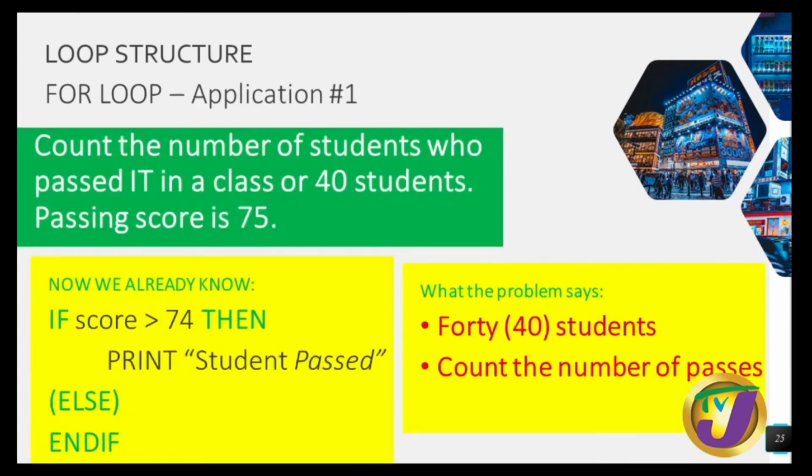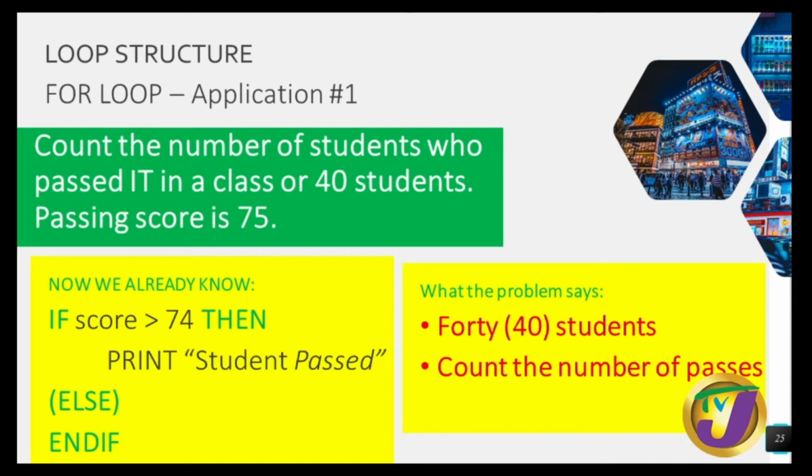We want to use the very same example that we had with the if statement. But in this particular question, we want to change it so that we can do a count for a number of students. In this case, it's 40. So we're saying, count the number of students who passed IT in a class of 40. And the passing score is still 75. So we have now changed the problem to now reflect the use of a for loop just to count the amount of students.